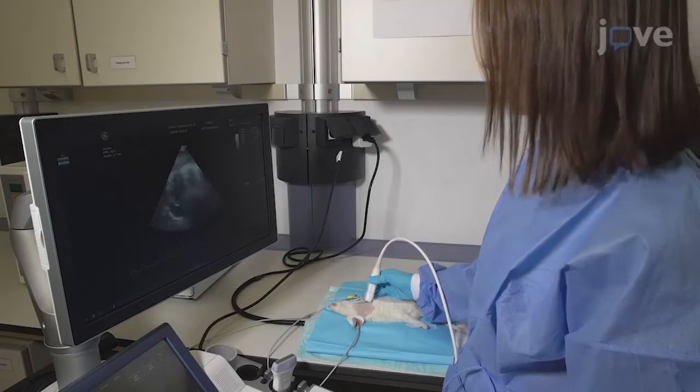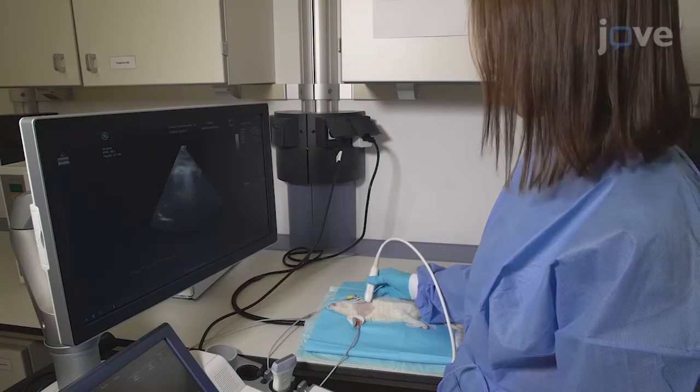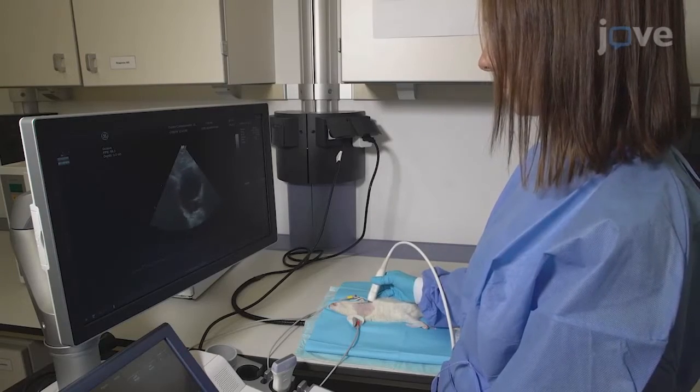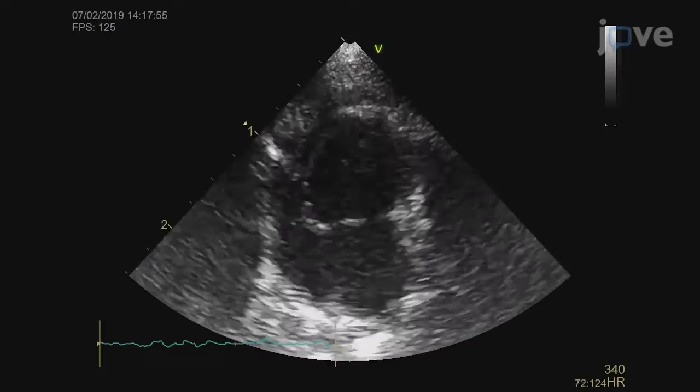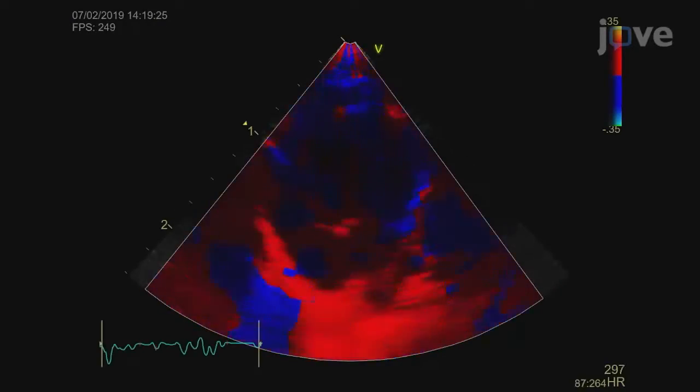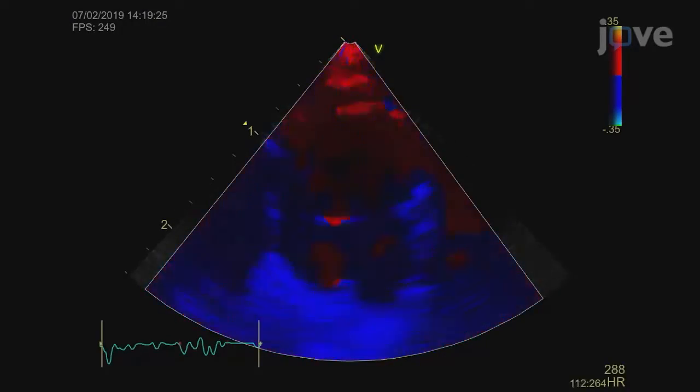To obtain an apical 4-chamber view, position the probe at the apical area in the anterior axillary line with the index mark turned to left shoulder, and record a 2D loop of all of the views. Then, record a loop of 2D and tissue Doppler imaging that includes all 4 of the chambers.